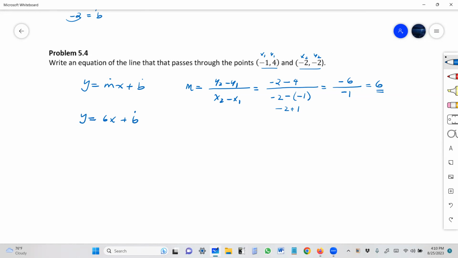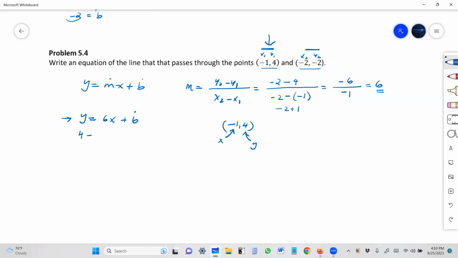And now how do I find b? Well, as I said before, you're always going to find b by using the point that you're given. In this case, I have 2 points. I can choose whichever point I want. I am going to choose this one because maybe I think it's easier. Again, as before, -1 is x, +4 is y. I'm going to replace these 2 values in this equation, and I am going to find b.